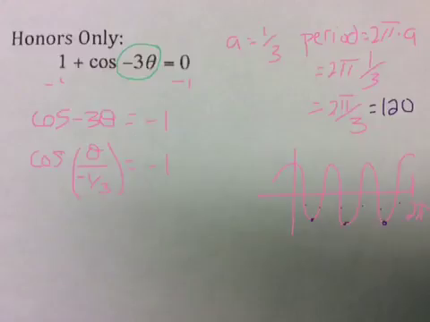All right, so let's go back to our problem here. We are going to replace this whole thing with x. So we have the cosine of x is -1. So x has to be 180.